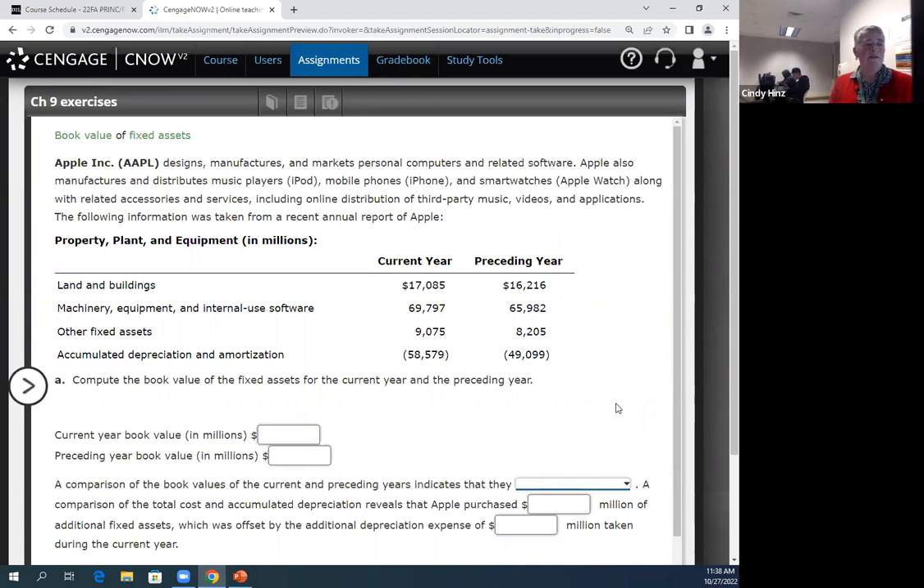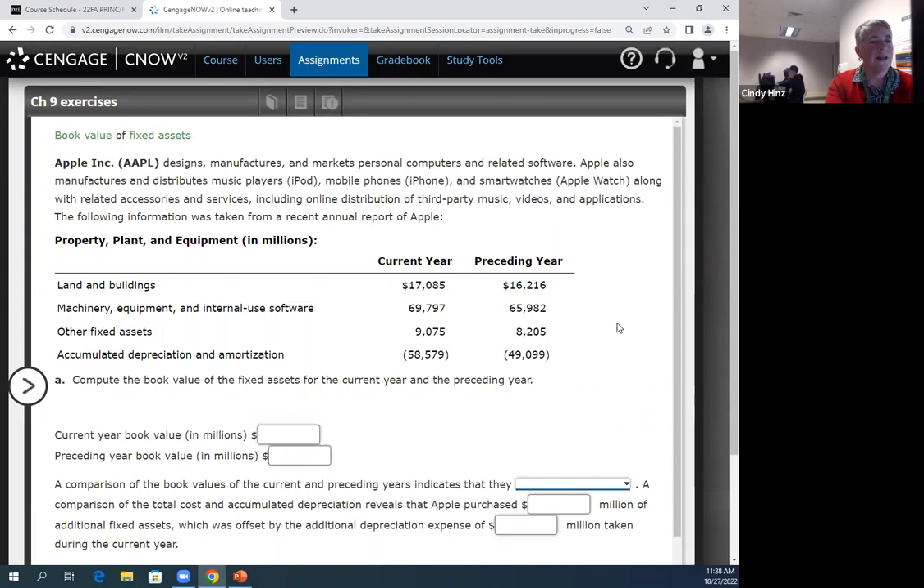Apple Inc. designs, manufactures, and markets personal computers and related software. Apple also manufactures and distributes music players. Although I heard they don't make iPods anymore. Is that true? I heard that they didn't make the regular iPods anymore, so this is a little outdated maybe. Mobile phones and smartwatches, along with related accessories and services, including online distribution of third-party music, videos, and applications. The following information was taken from a recent annual report of Apple.